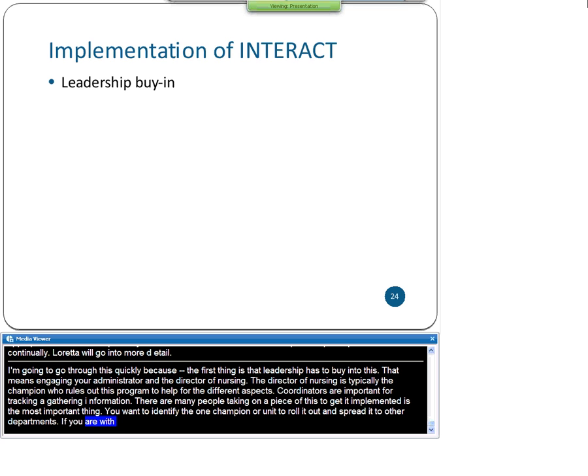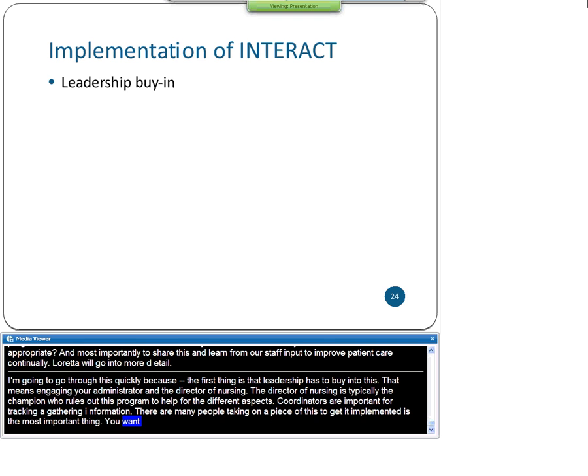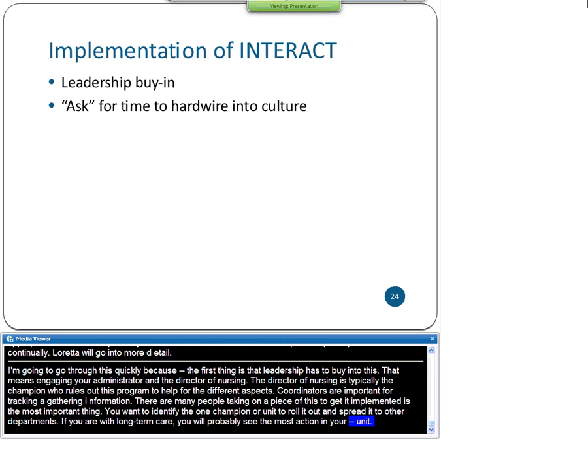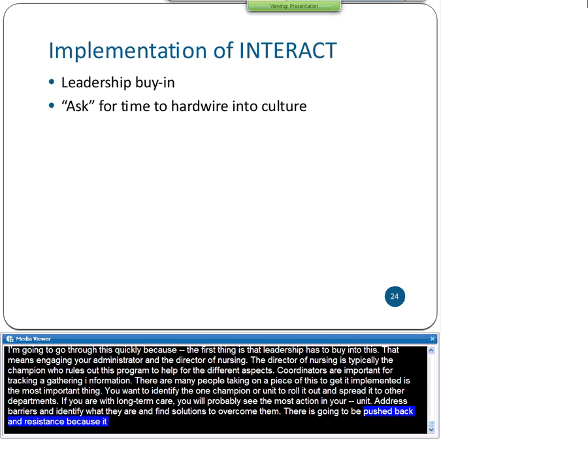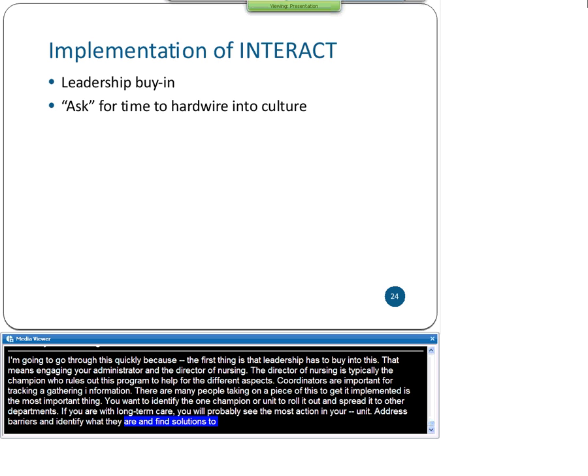Address your barriers. Identify what they are and find solutions to overcoming them. You are going to get pushback. There is going to be resistance. This is change. Give positive feedback. I can't stress that enough. To the family members, to the CNAs, to the physicians, to the nurses making the call and using the SBAR successfully. Promote peer-to-peer champions at all staff levels.